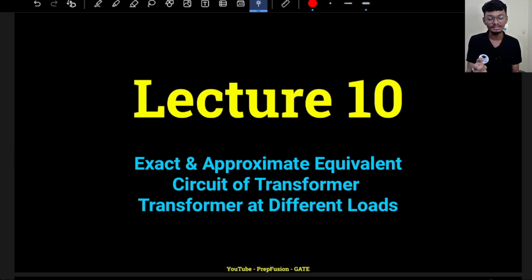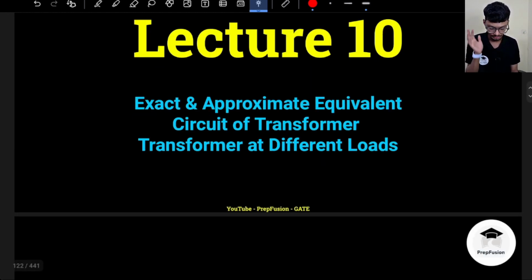One non-ideality we had already discussed, that is the finite reactance. We will add more non-idealities today. Also we will discuss the phasor diagram of the transformer at different loads. I had just discussed the phasor diagram with lagging load. Now we will discuss the phasor diagram of the transformer at different loads.